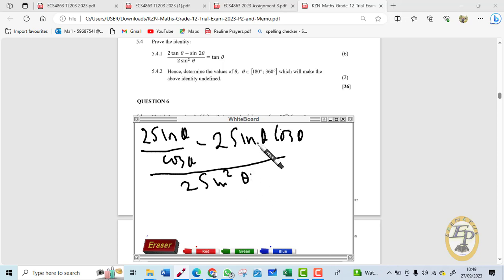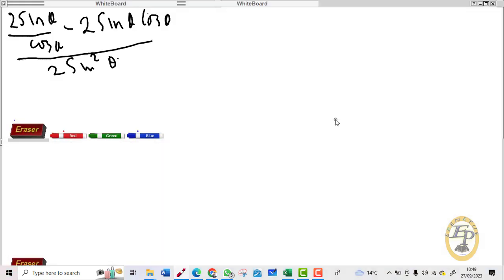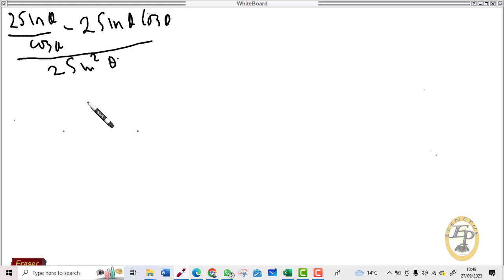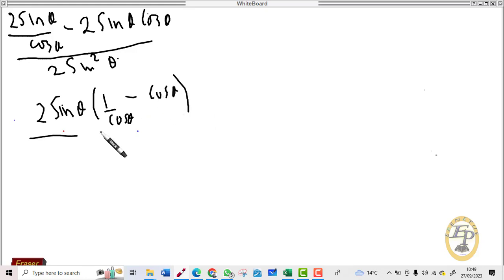If I take 2 sine theta as my common factor, I'm going to have something like 2 sine theta times the bracket 1 over cos theta minus cos theta, all divided by 2 sine squared theta. Okay, so let me deal with what is inside the bracket here. We can see that the 2 will cancel the 2.